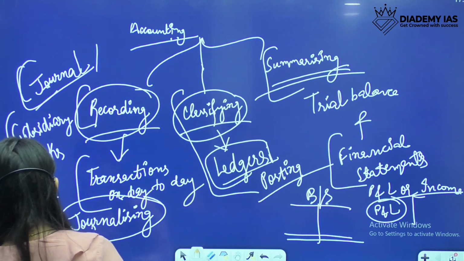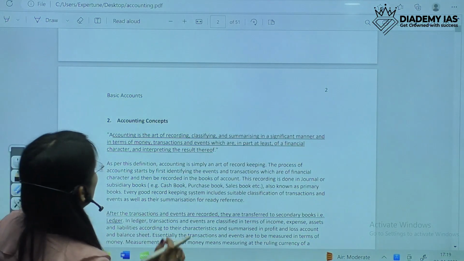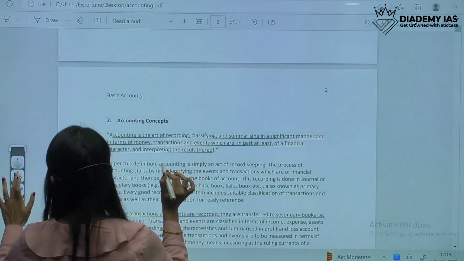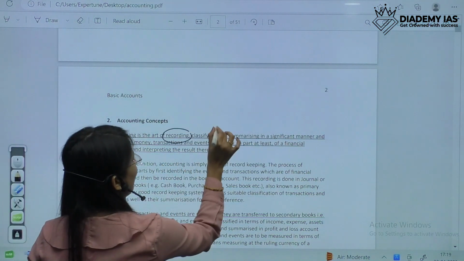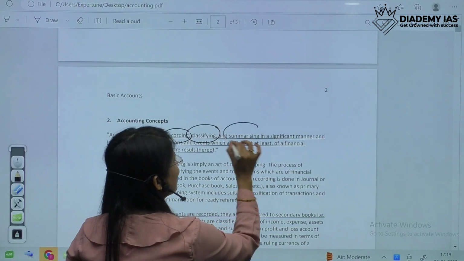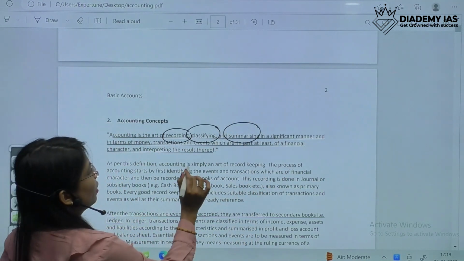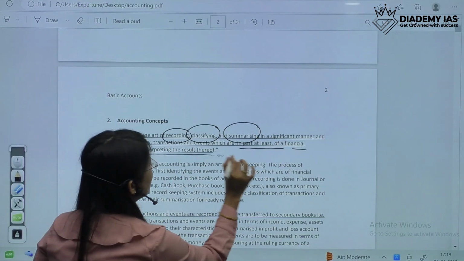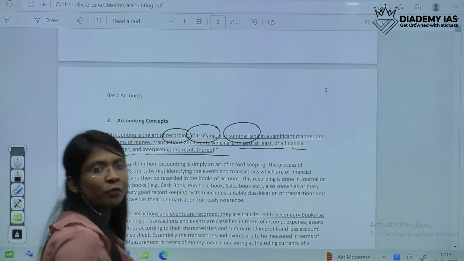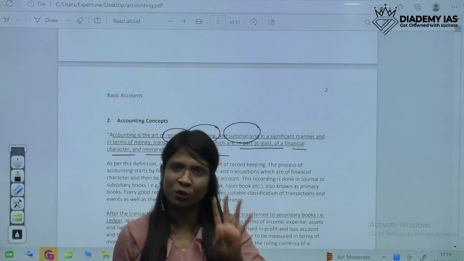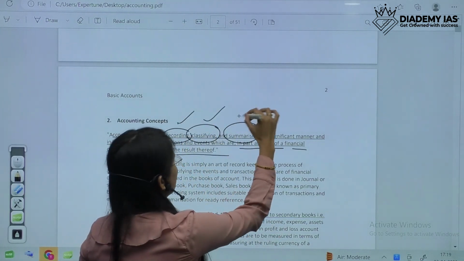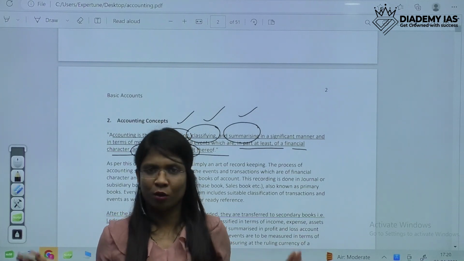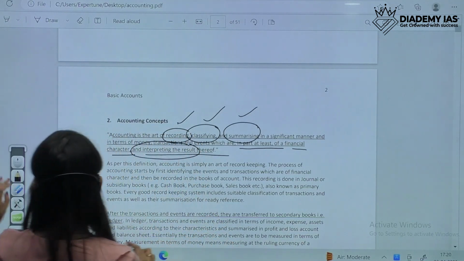So let us go to the notes. Our note says that accounting is the art of recording, classifying, and summarizing in such a manner that financial character and interpreting the results thereof. We just have to memorize 4 very important words: recording, classifying, summarizing, and then interpretation of the results. That is all in accounting. I hope it is clear.